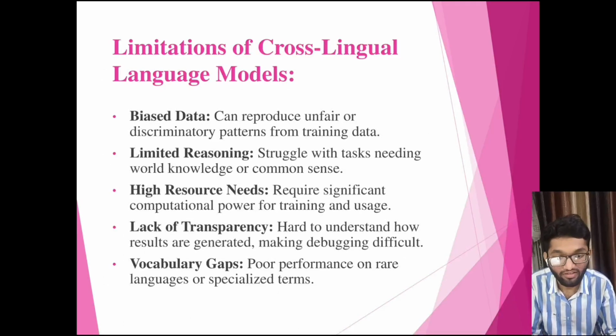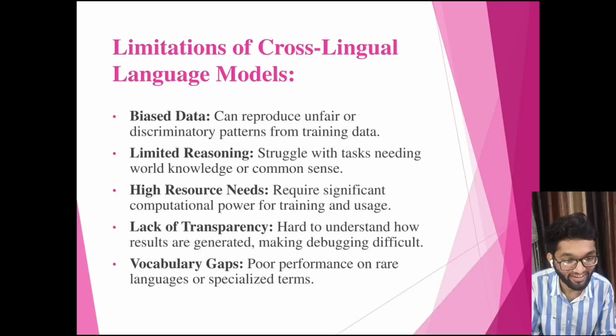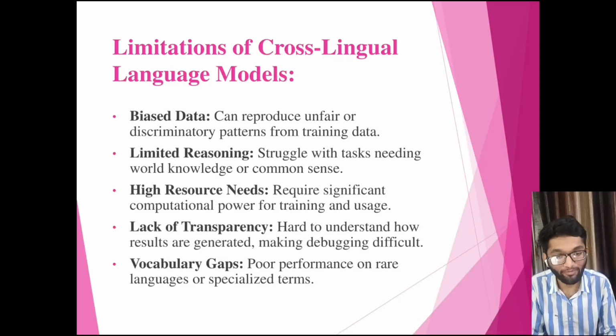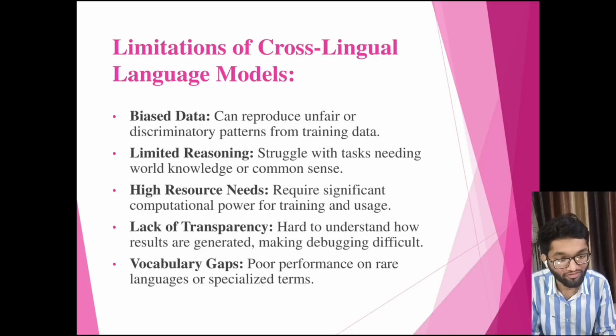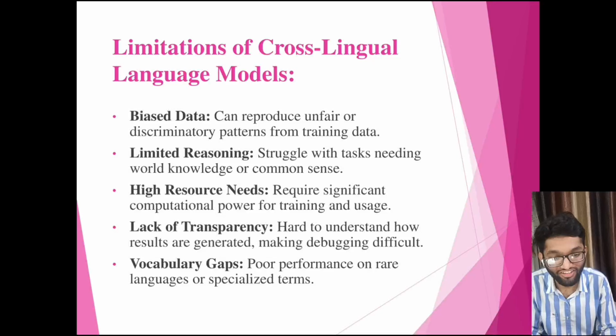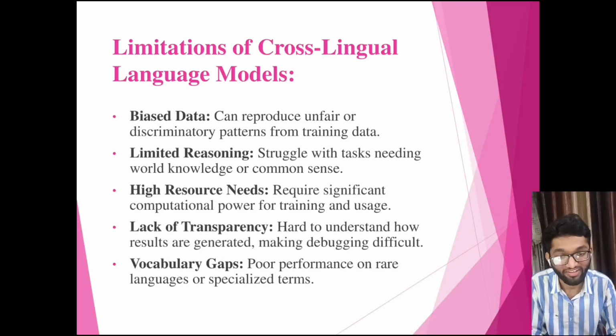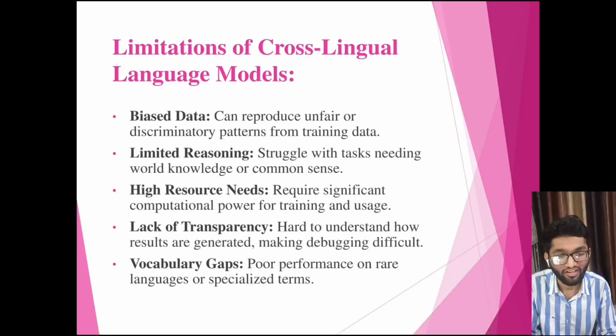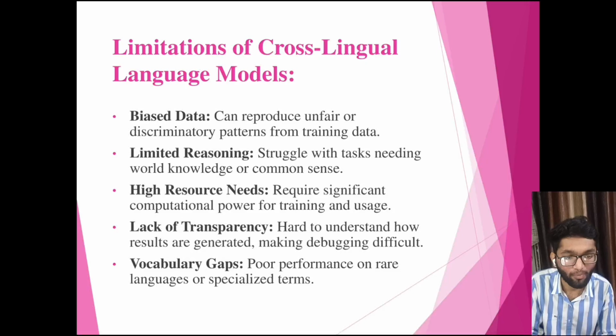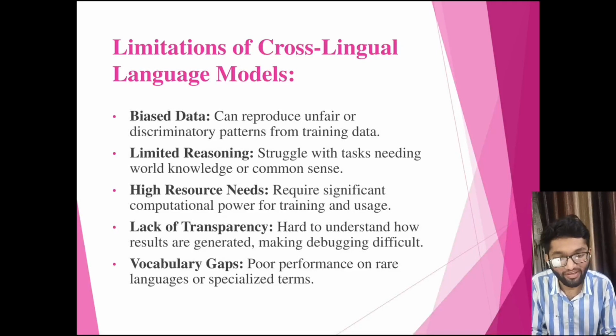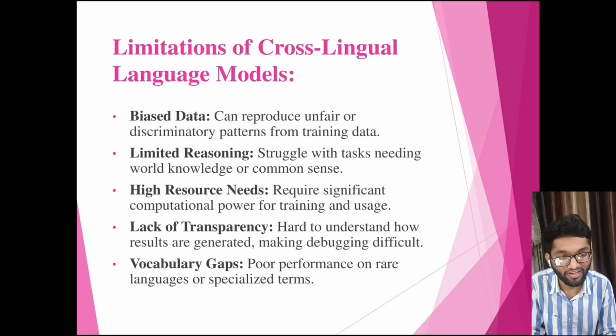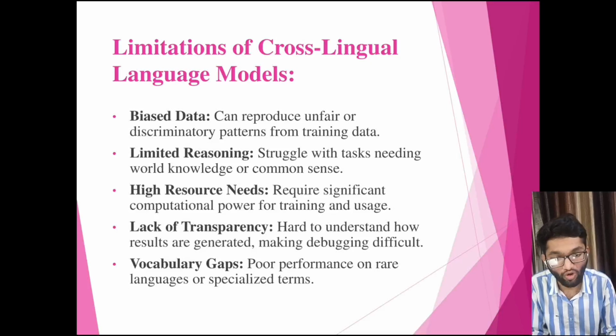Cross-lingual language models have limitations. First one is biased data. XLMs can reflect bias in their training data, leading to unfair outcomes. Example, if trained on biased data, a model might favor certain genders or ethnicities when making hiring recommendations. Second one is limited reasoning. XLMs struggle with tasks requiring common sense or world knowledge. Example, an XLM might fail to understand that if it's raining, people use umbrellas, even though it is a common fact.